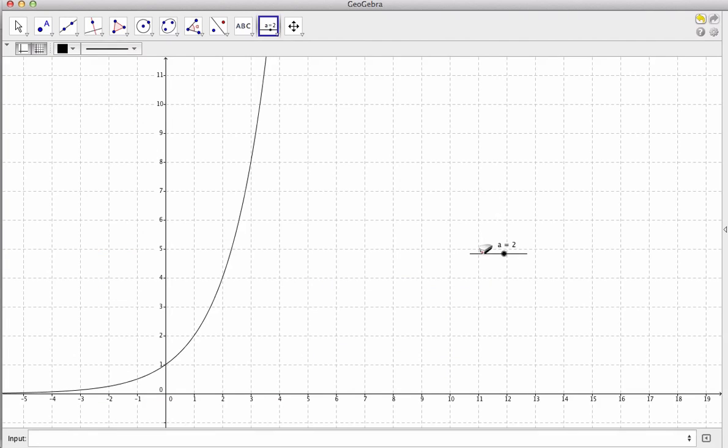Okay, so if we change this slider now to go up to 3, here's a graph of y equals 3 to the power of x. Notice it still goes through 0, 1, because any number to the power of 0 equals 1, so we have that y-intercept again. Then we have 1, 3, then we have 2, 9, then it's going to be 3, 27, just the powers of 3, right?